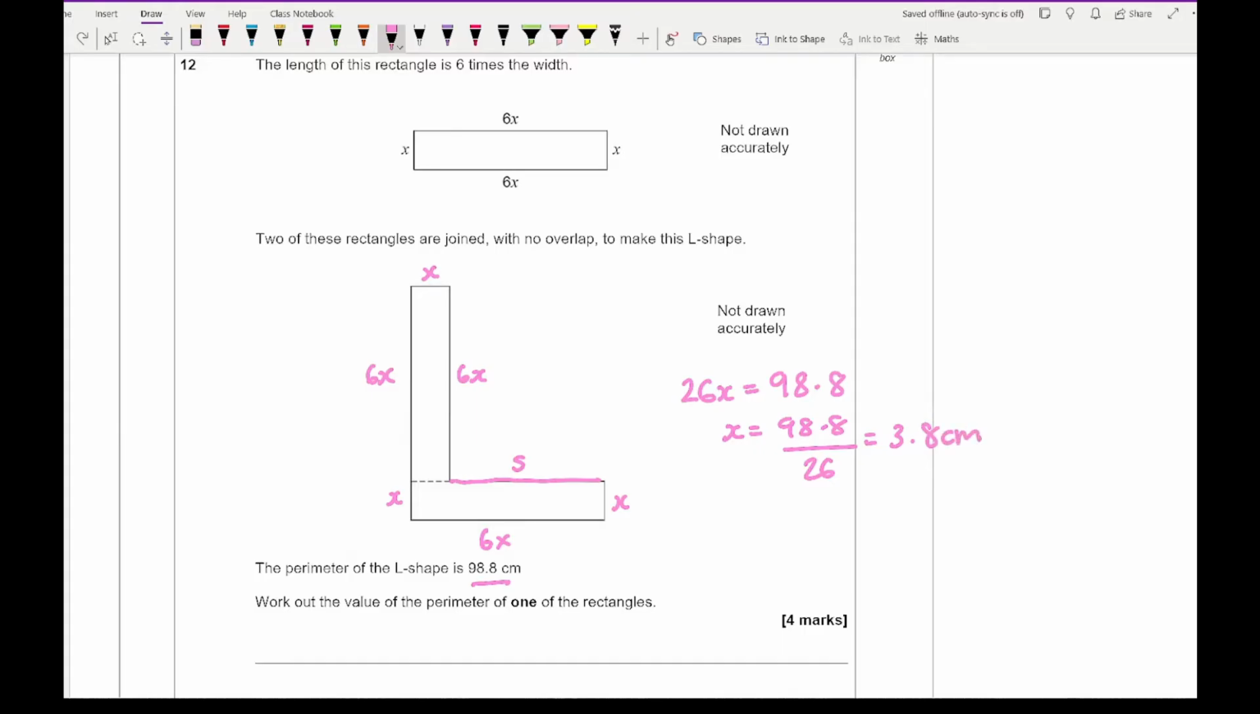So then to work out the perimeter of the rectangle, it's going to be a total of 14x. So that's going to be 14 times 3.8, and that gives me a total answer of 53.2 centimeters.